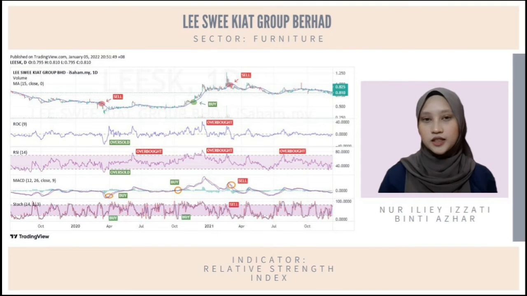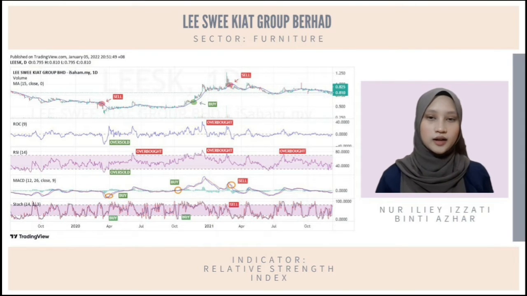Third indicator is relative strength index. It shows an oversold position on 18 March 2020, which refers to a strong buy signal when the RSI line crosses below 13, then crosses back above the 30 level. In June 2020, December 2020, and July 2021, it shows an overbought condition which is considered a sell signal. So the stock should be sold before the RSI line drops below 17.